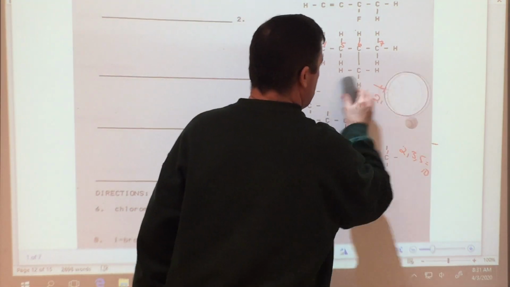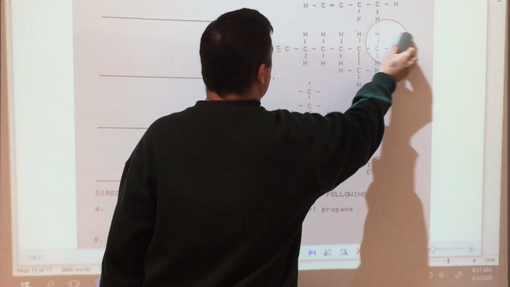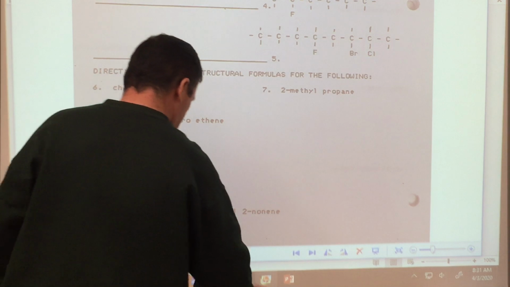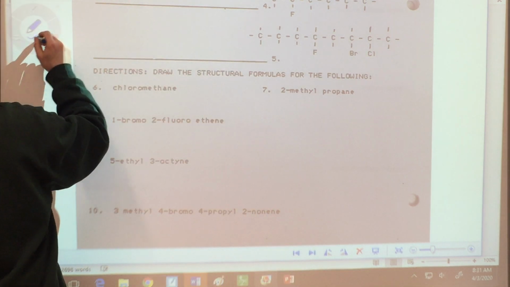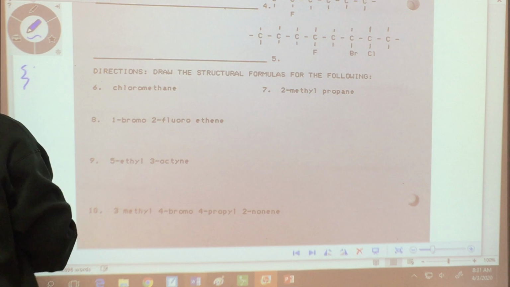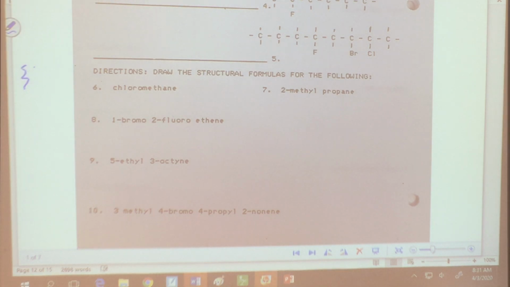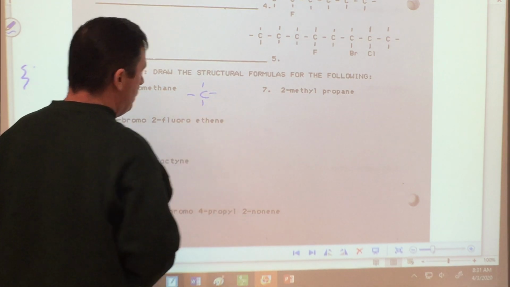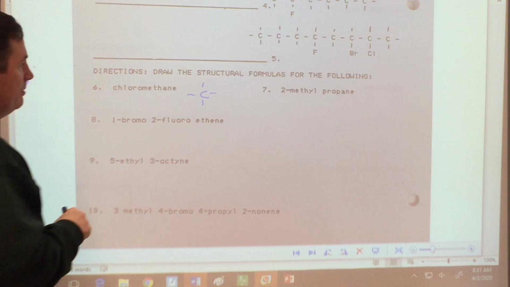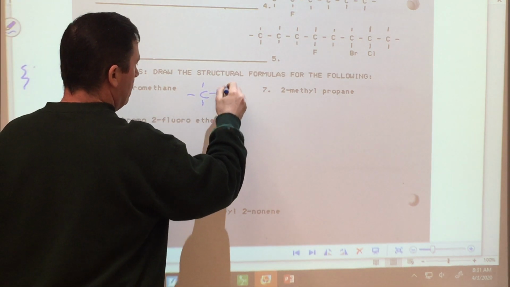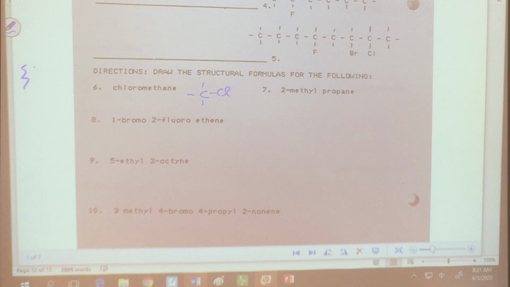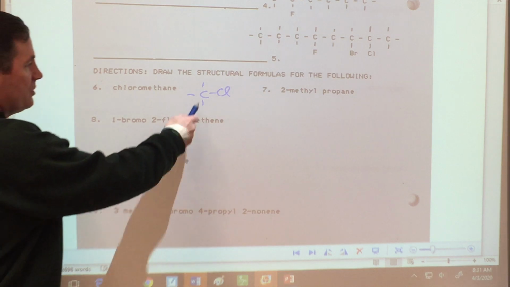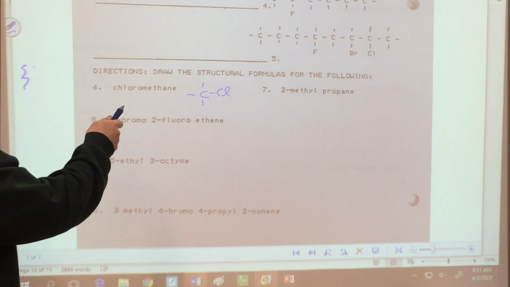All right, let's get rid of these and move down to the drawing portion. All right, let's change it up a little. Okay, first one, number 6, chloromethane. Methane is 1 carbon, and chloro, I can put it anywhere. I don't have to name the number because there's only 1. You can't have 1 chloromethane because there's only 1 chlorine. Excuse me, only 1 carbon.